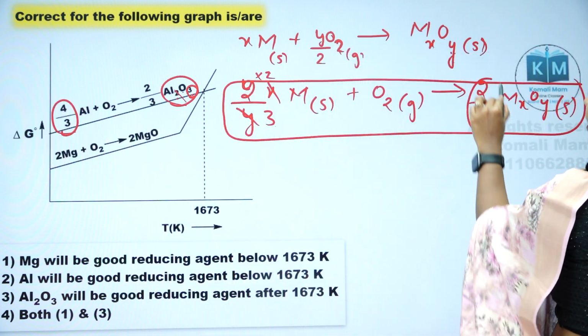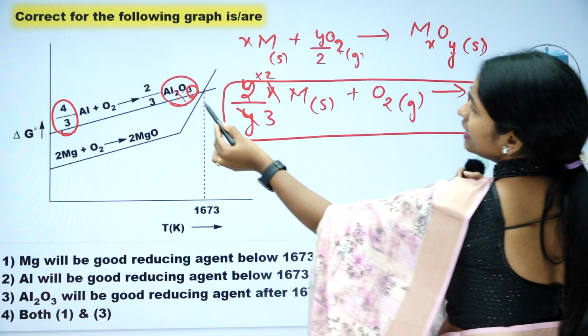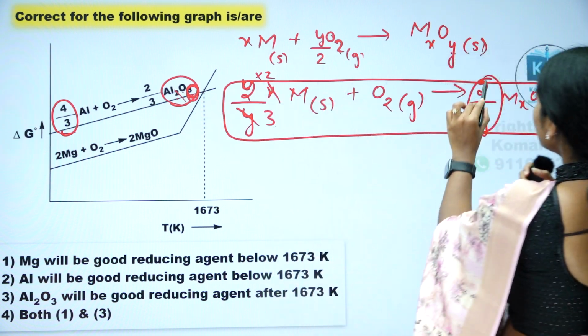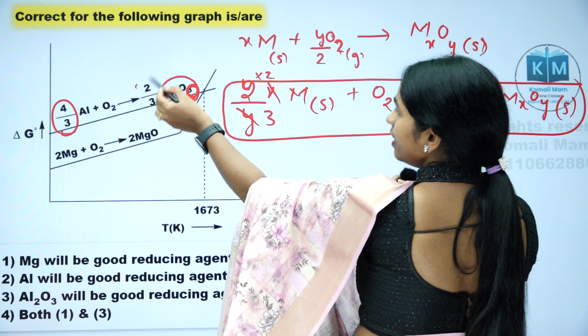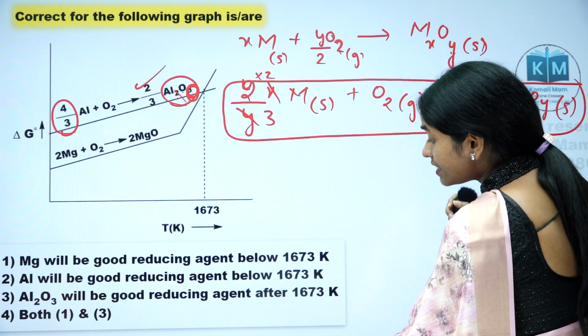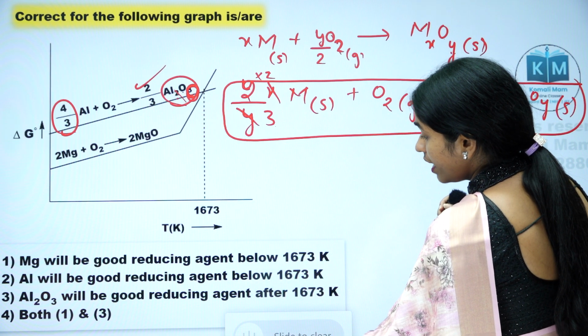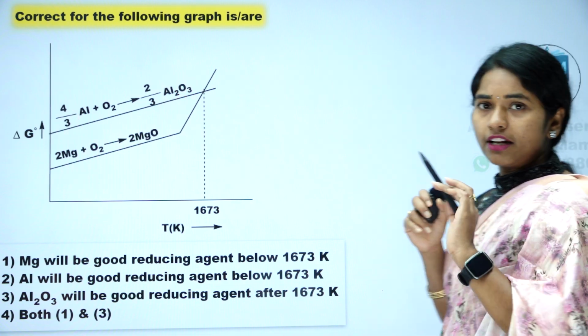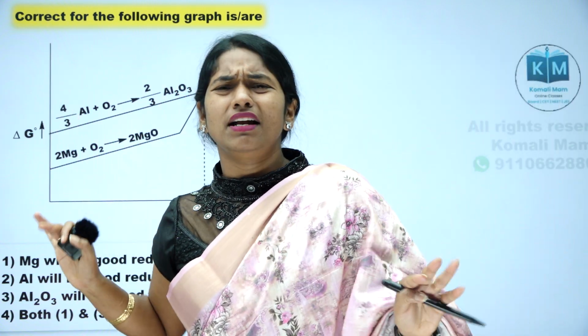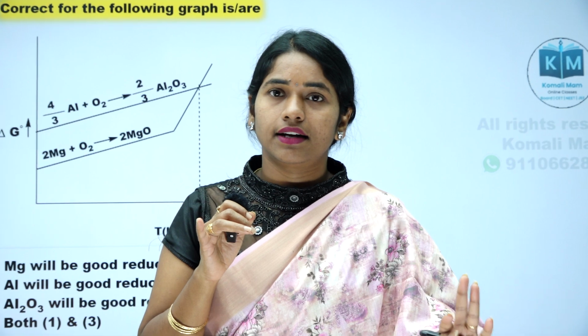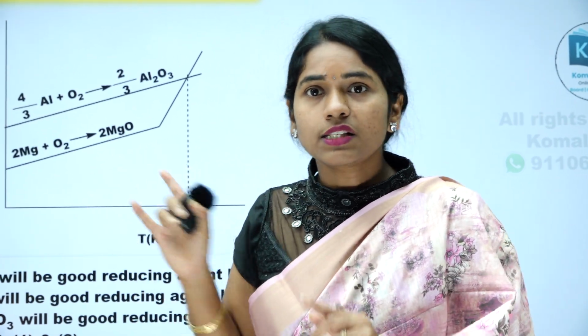Now 2 by y. What is the y value here? 3, since Al2O3, the y value is 3. So 2 by 3. See, you got it? These are metal oxide formation reactions. Okay, fine. You got how metal oxides are formed. Any metal oxide reaction you can balance like that. Fine. Now, see this question.